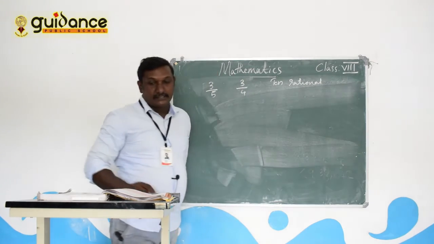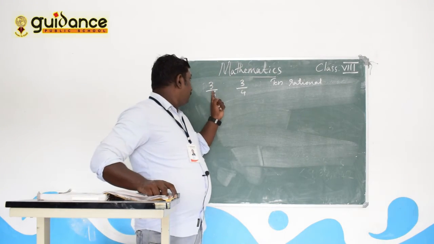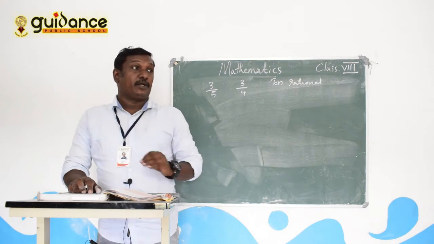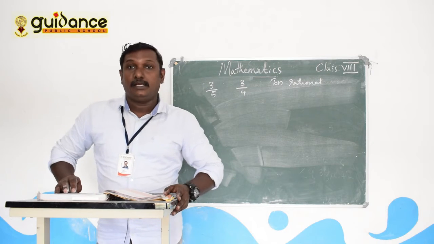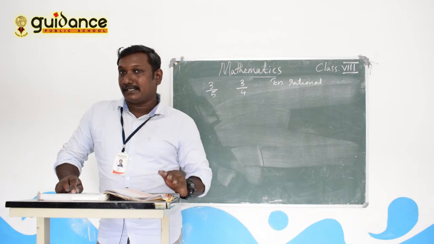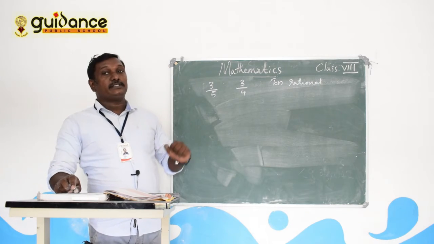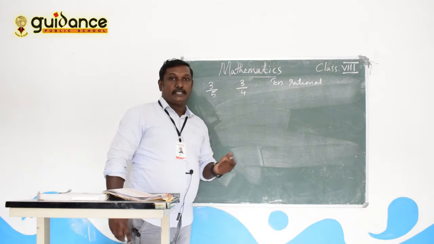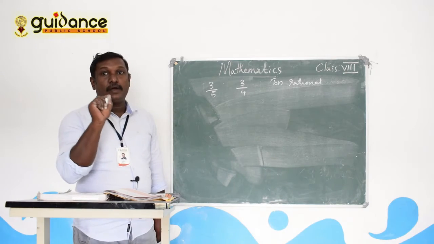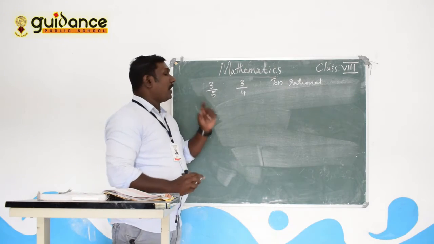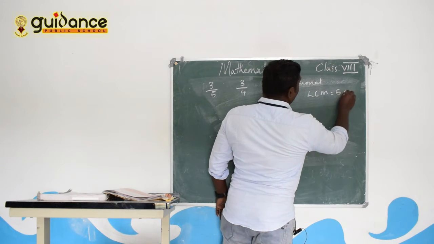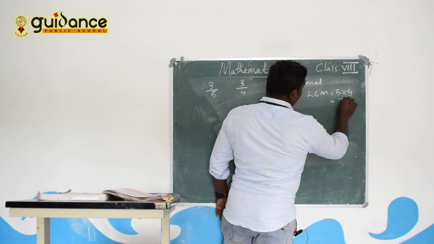So, exercise 1.2, question number 7. 3 by 5 and 3 by 4. Listen here, you might suddenly think that because the numerators are the same, we can easily write. No, we can't write like that; if the denominators were the same, then we could write something directly. But first, what is the first step? The first step is to make the denominators the same. There is no common factor between 5 and 4, so we have to find the LCM. LCM is equal to 5 into 4, which is 20.